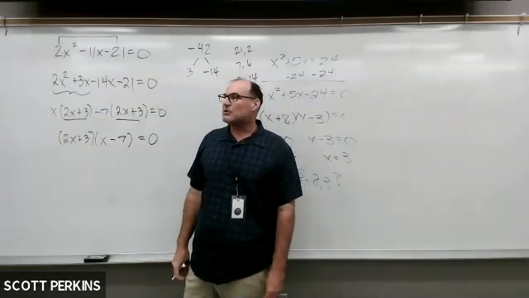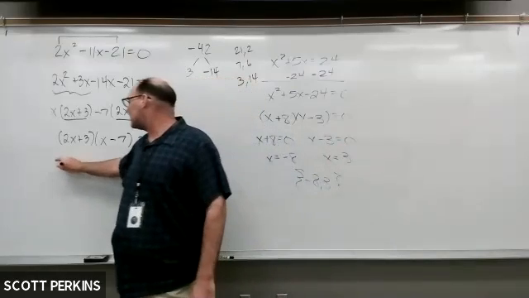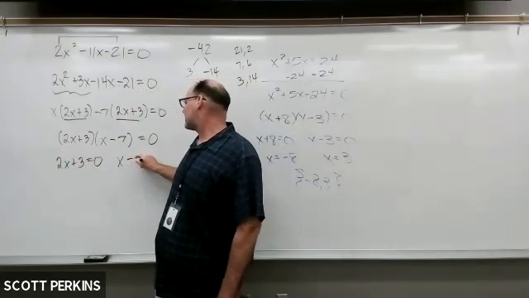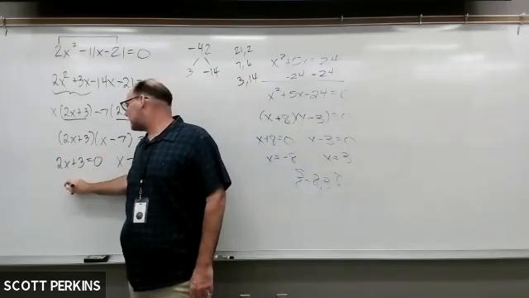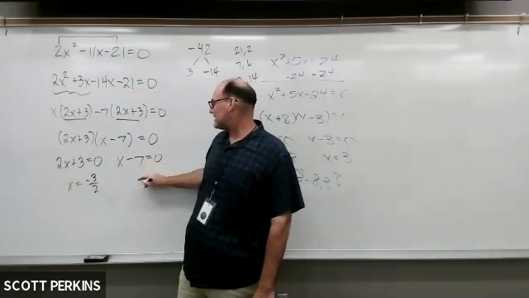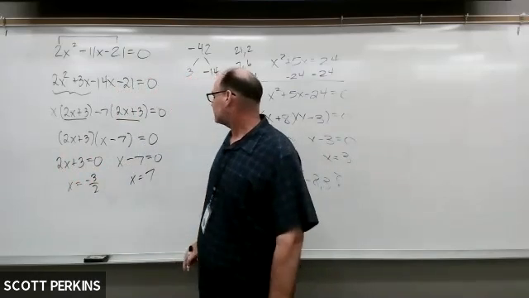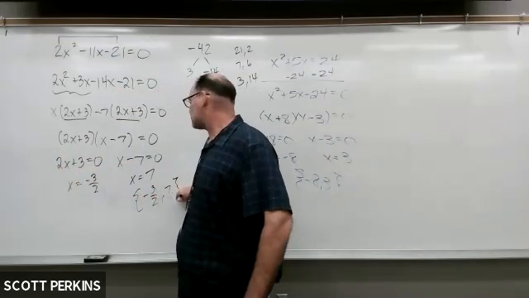And now at this point, I do the same thing that I just did with the previous problems. I set each factor equal to 0. So I've got 2x plus 3 equals 0. X minus 7 equals 0. If 2x plus 3 equals 0, that means x is negative 3 halves. X minus 7, x is 7. There's my solution set.